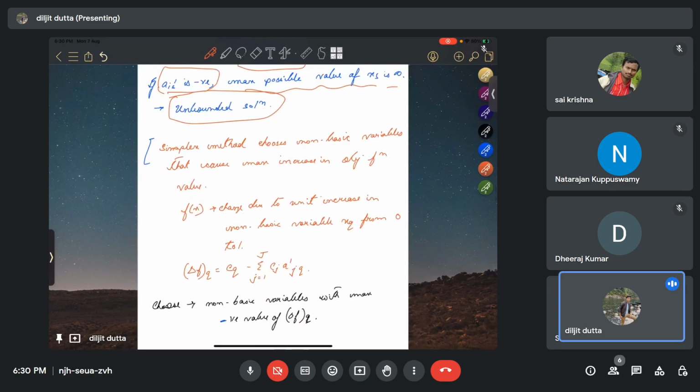So the simplex method chooses the non-basic variable that causes the maximum increase. No, sorry, it's not an increase, it will be a decrease, because we are considering a minimization problem. Maximum decrease in the objective function value.